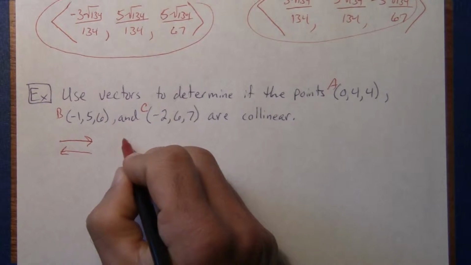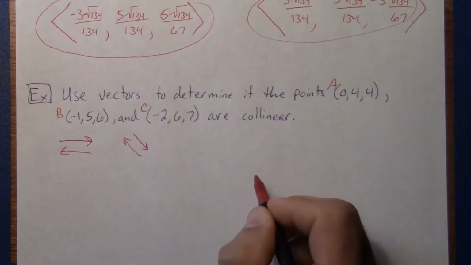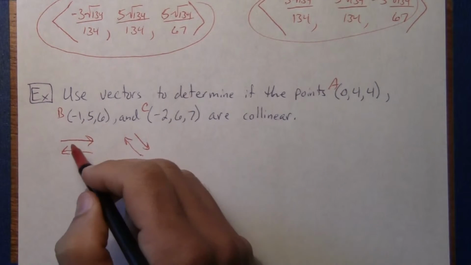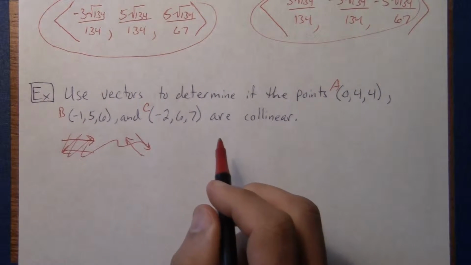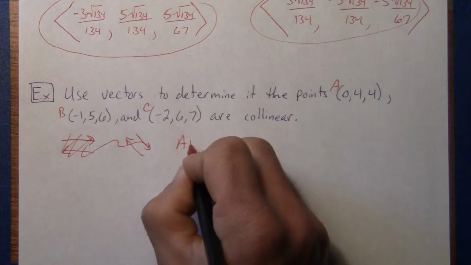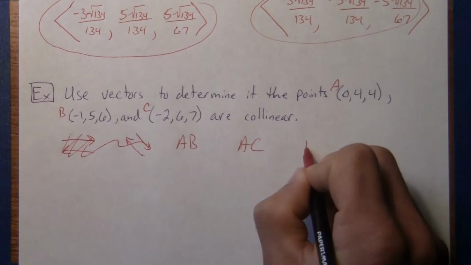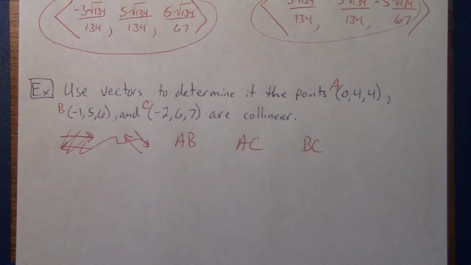The slope's going to end up being the same. Like if it's going that direction or that direction, it's still going to have a negative slope. So it doesn't matter if I do A minus B or B minus A. That's not going to make a difference. And then there's 3 possible vectors I could have. I could have the vector AB, I could have the vector AC, I could have the vector BC. I only need to use 2 of these.